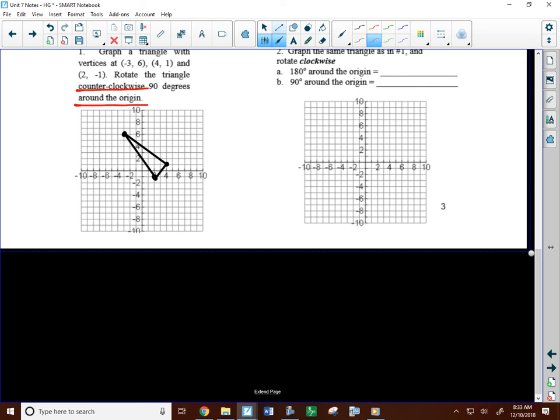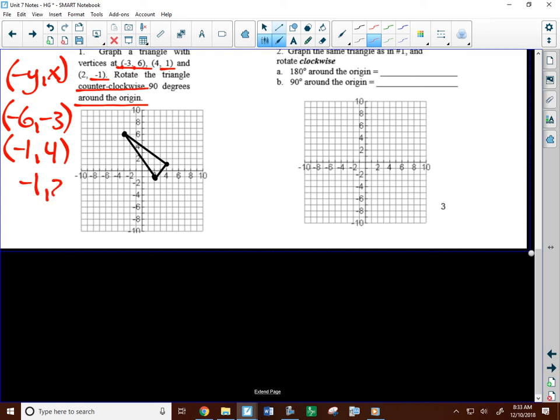Okay, so if you're the rule person, you say 90 degrees counterclockwise is negative y, x. And so you would change the points as follows. For the first one, negative 3, 6, I interchange, 6, negative 3, and then I make the first one the x-coordinate negative. 4, 1, I interchange, make this one negative. 2, negative 1, I interchange, and I make this one negative, so it would now be positive. And then you graph those 3 points. I'm going to show you on the grid. I'll do the counting method for each one, and you'll see I'll get the exact same ones.